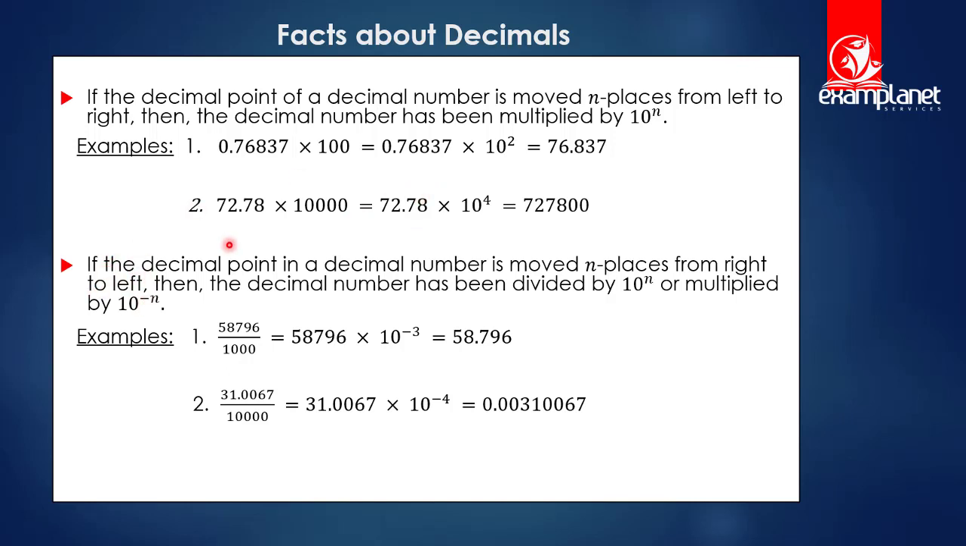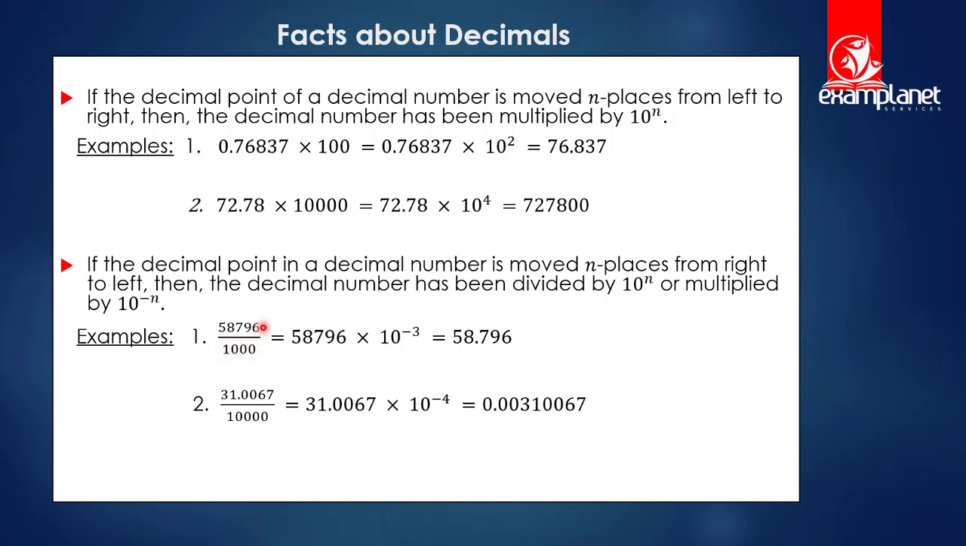Okay, second one says, if the decimal point in the decimal number is moved n places from right to left, then the decimal number has been divided by 10 to the power n or multiplied by 10 to the power minus n. Okay, so here, if you move from right to left, it means you are dividing by 10 raised to the power, the number of times you have moved, or you are multiplying by 10 raised to the power minus the number of times you have moved.